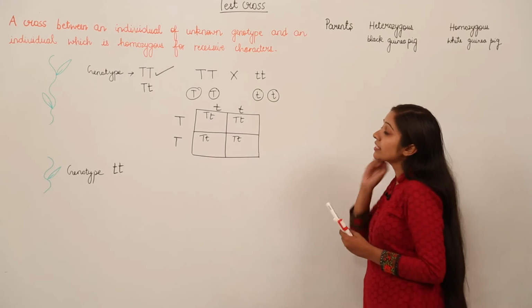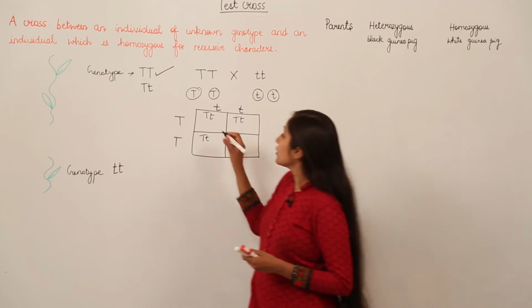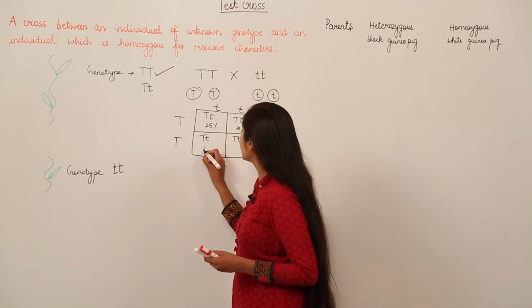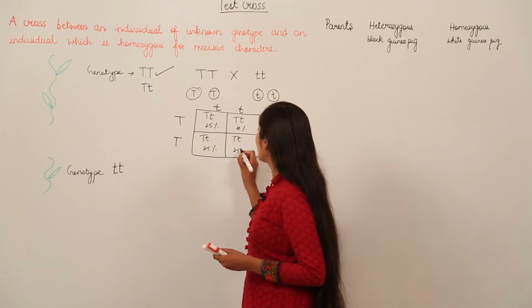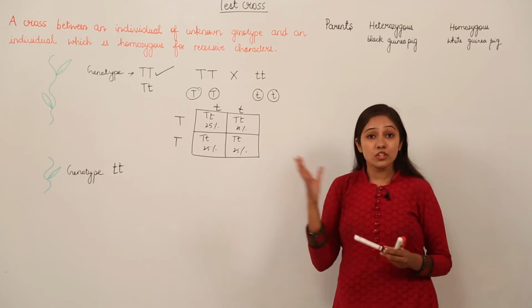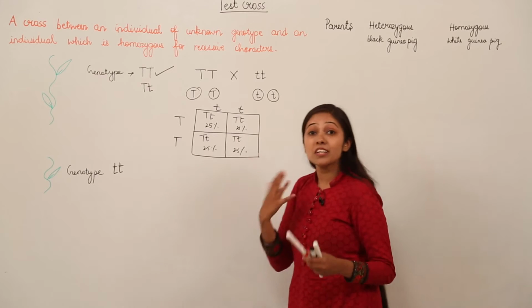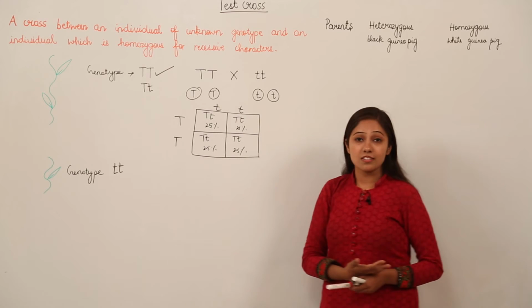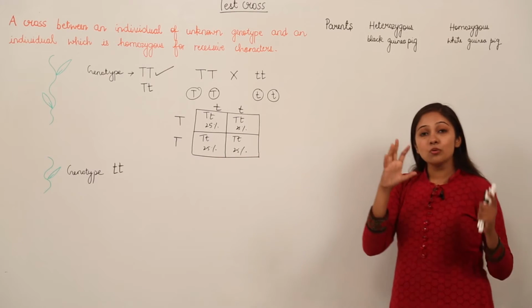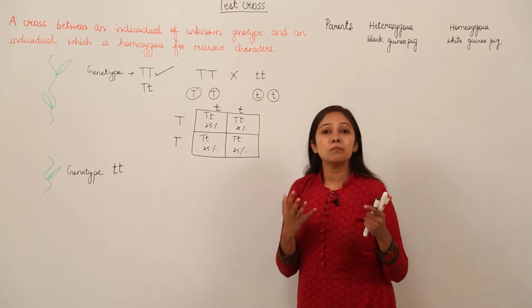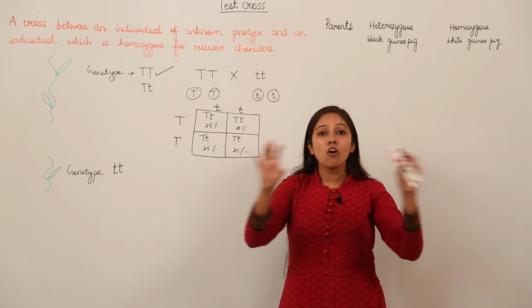If we talk in terms of percentage, this is 25% of 100, again 25%, 25% and 25%. What is going to be the ratio in this case? The ratio is going to be 100% hybrid tall pea plants. So for example, you are sowing some seeds in the garden, and you get pea plants that are all tall.